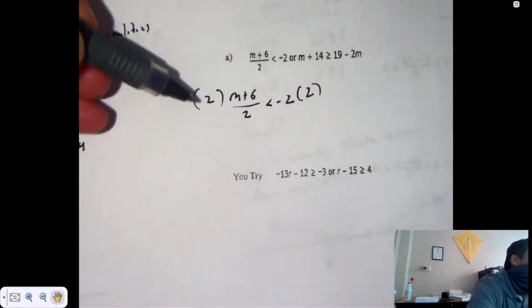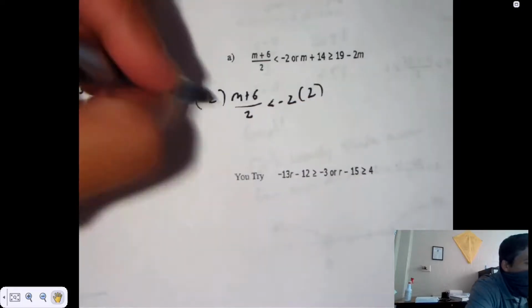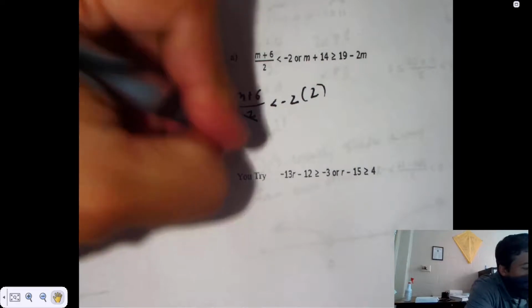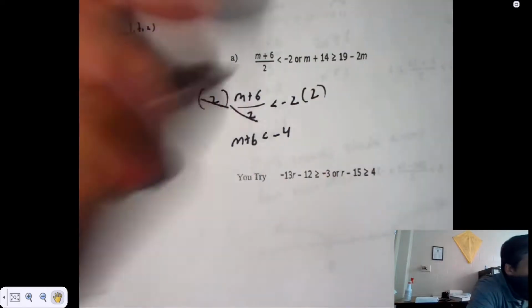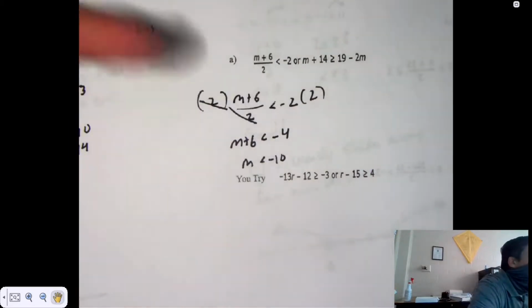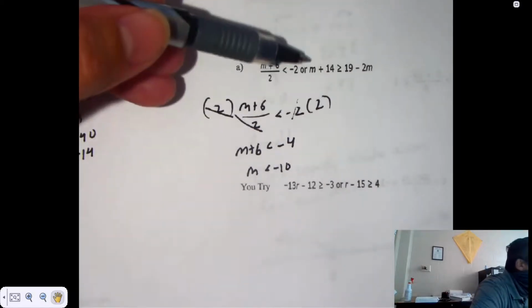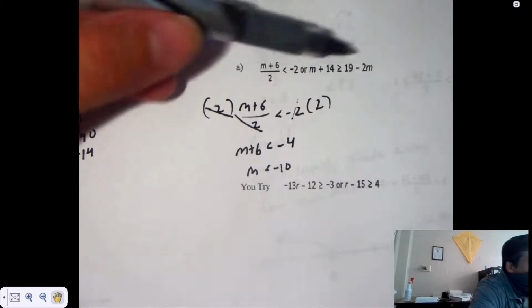If you throw a 2 up high in the numerator, what's it do to the 2 in the denominator? Cancels. So it's not a problem anymore. So m plus 6 is now less than a negative 4. You subtract your 6, and m is less than negative 10. Now, I'm not done with this problem, kids. There's a second one. This is an OR situation. 2 equations. So I just go over to the side and I do this one.